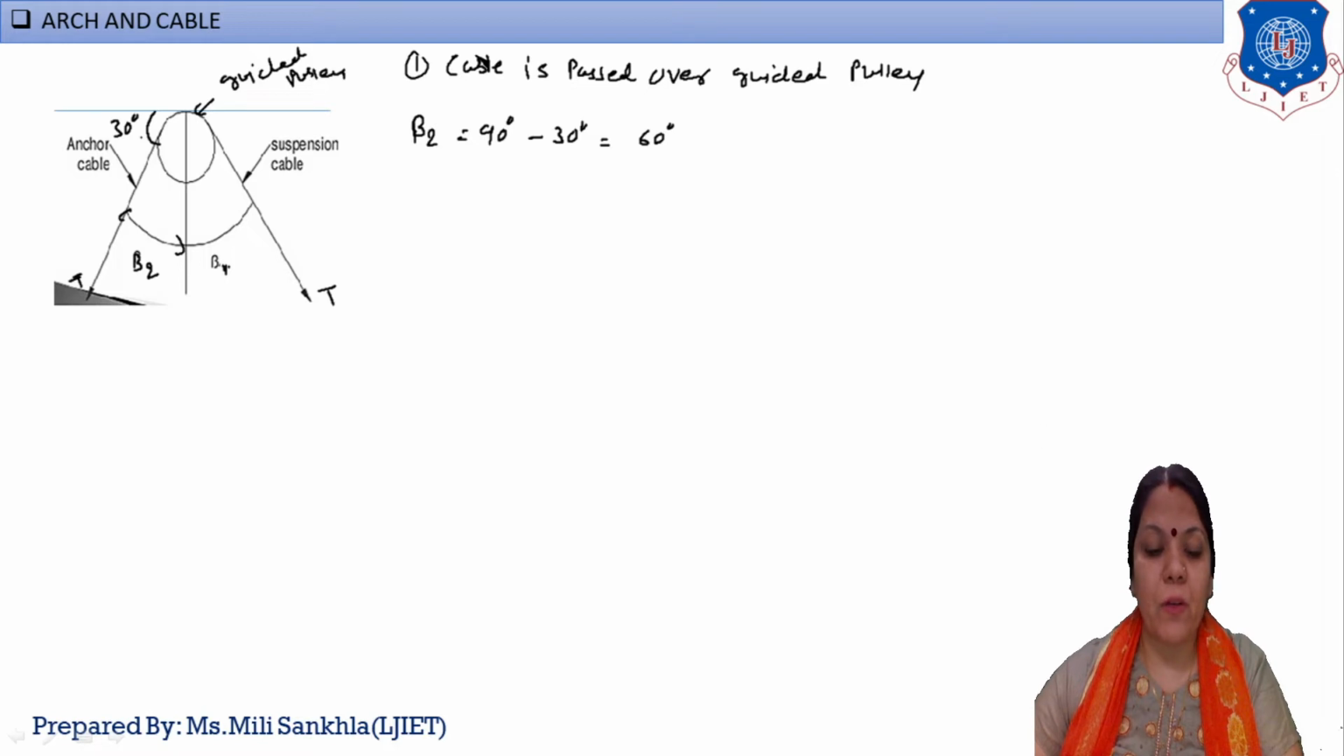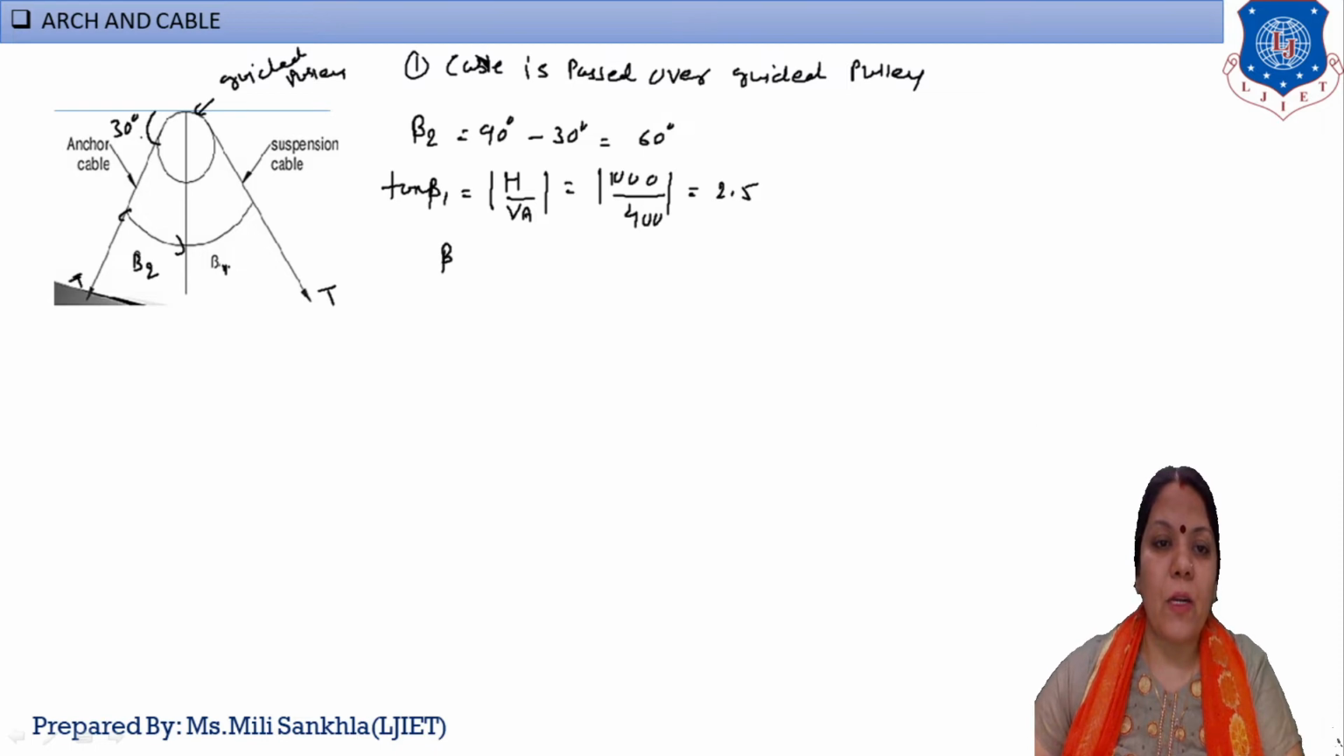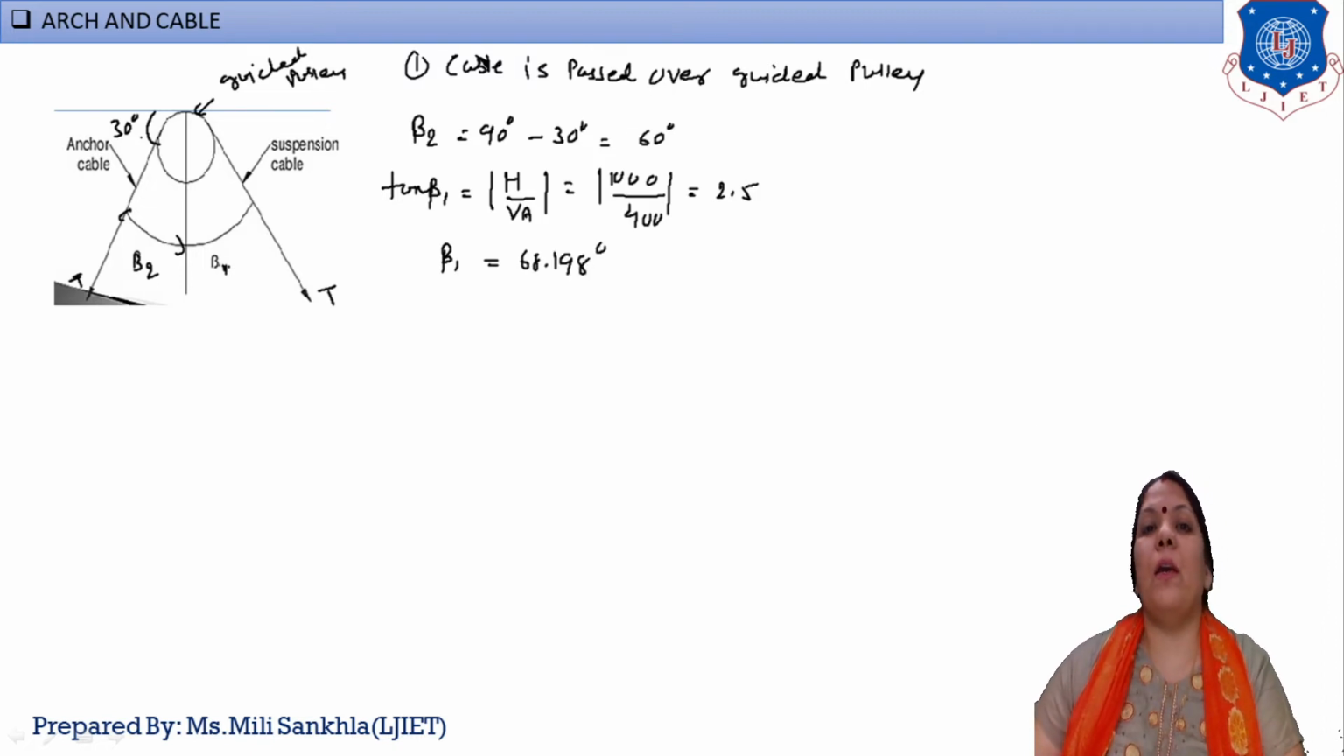Now we find out beta 1. So right here tan beta 1 is equal to mod of H divided by VA, whatever value taken, VA or VB. Now what is the value of H? H is equal to 1000 and value of VA is equal to 400. Okay, now here the answer is 2.5 and after this our beta 1 is equal to 68.198 degree. Okay, beta 1 and beta 2 both values we obtain.